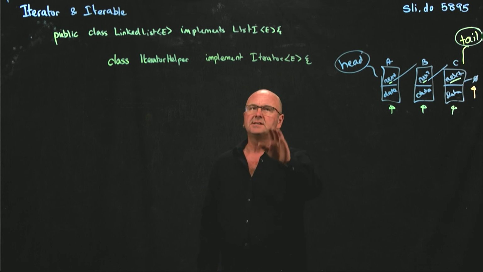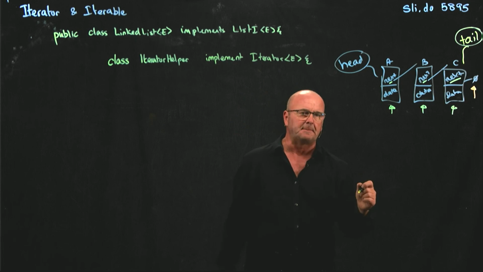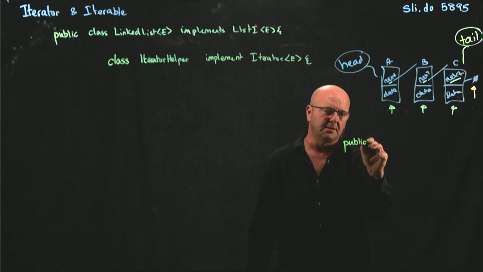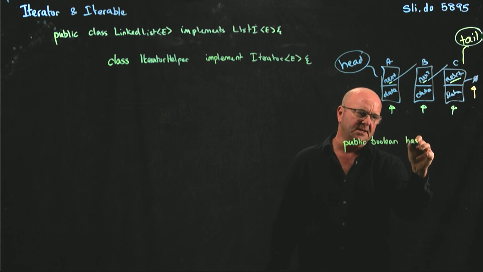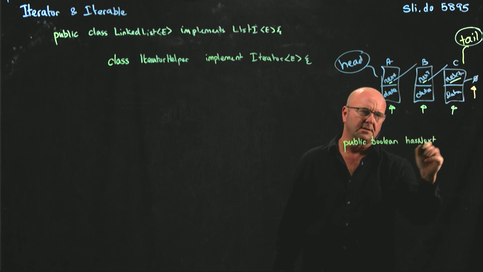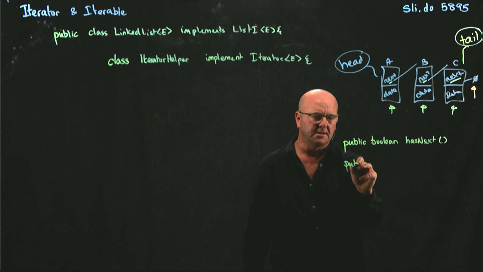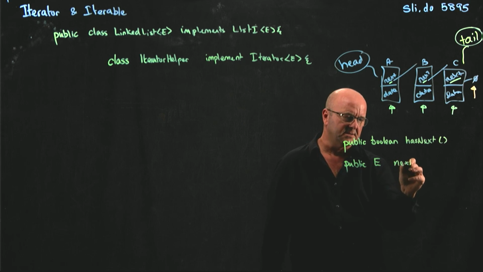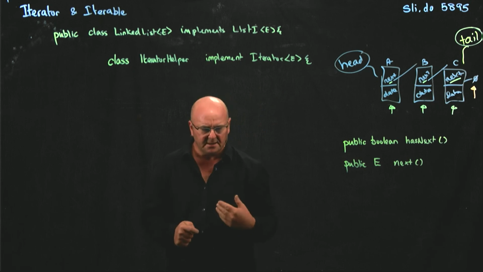So the Iterator<E> interface has two methods that you have to implement. Public boolean hasNext and public E next. Okay. And let me explain what they are.